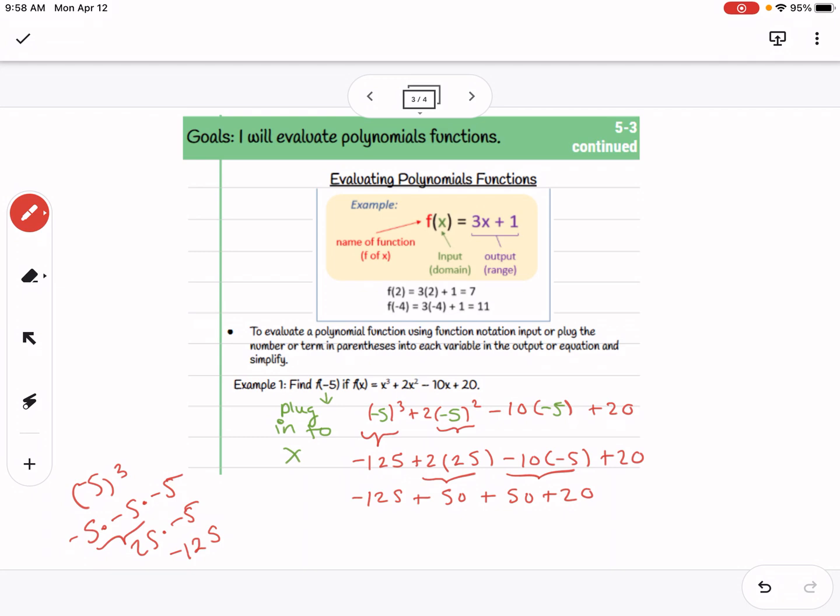And now I add and subtract from left to right. So here, -125 plus 50 would be -75. -75 plus 50 is -25. If I add that to 20, I get -5 as my final answer. So f of -5 is equal to -5.